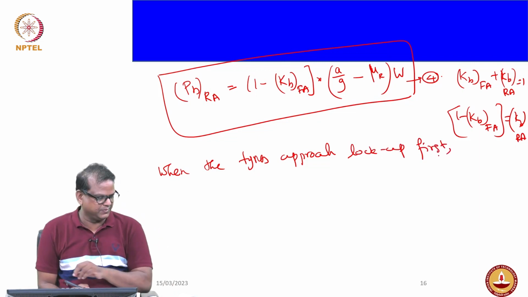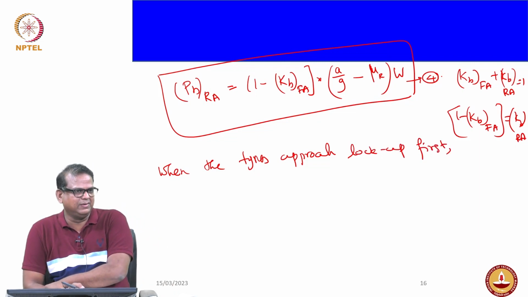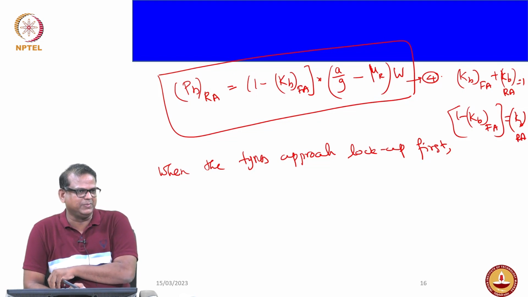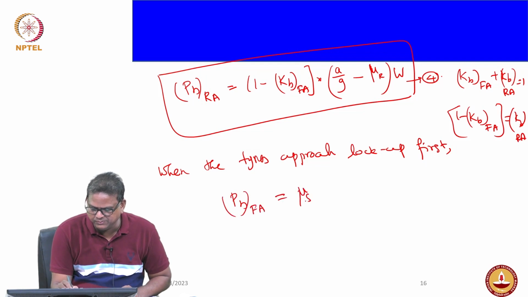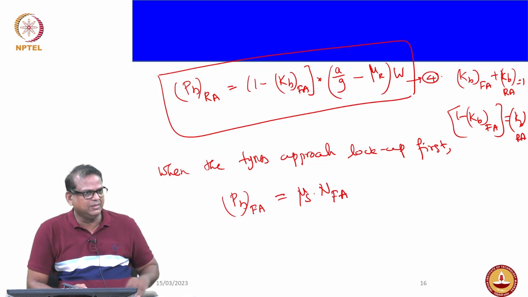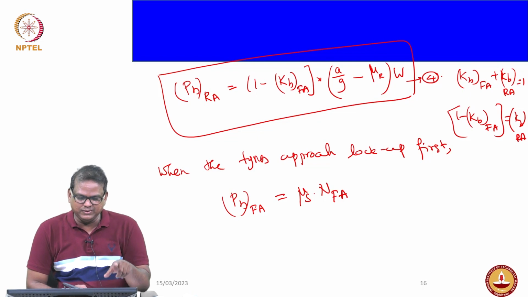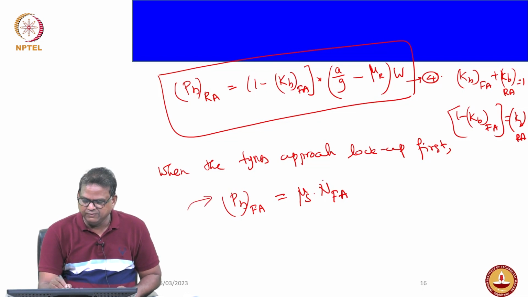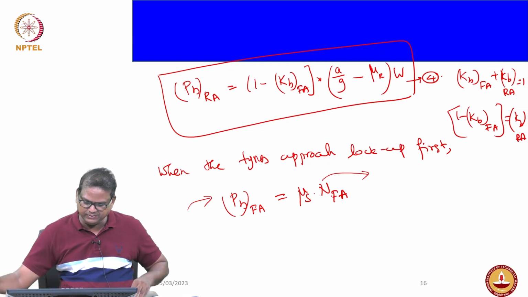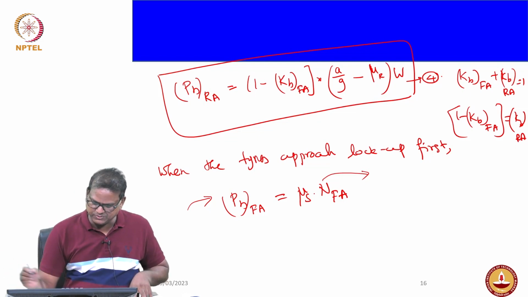So what do you expect? What do you expect when the front wheels need to be locked first? F_B front must be equal to mu_s into N_FA, right? Already you know from equation 3, you can substitute for this, from equation 1 you substitute for N_FA. When you substitute it, we will see what is going to happen.